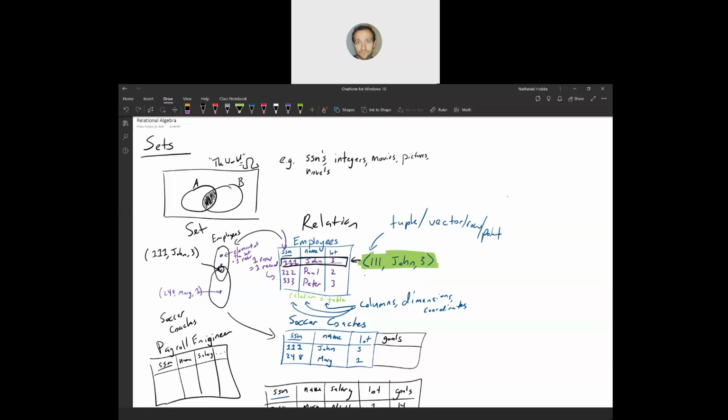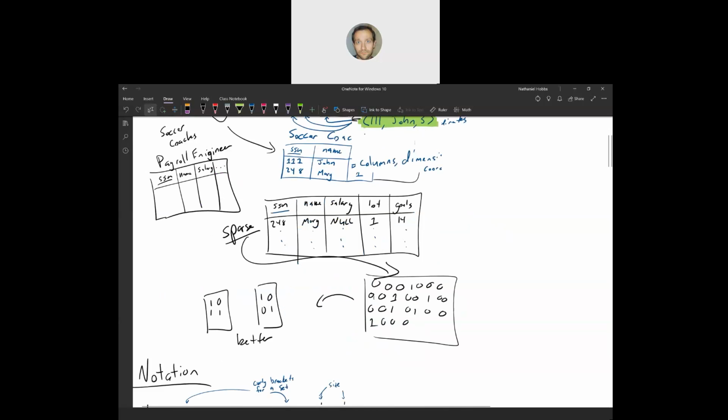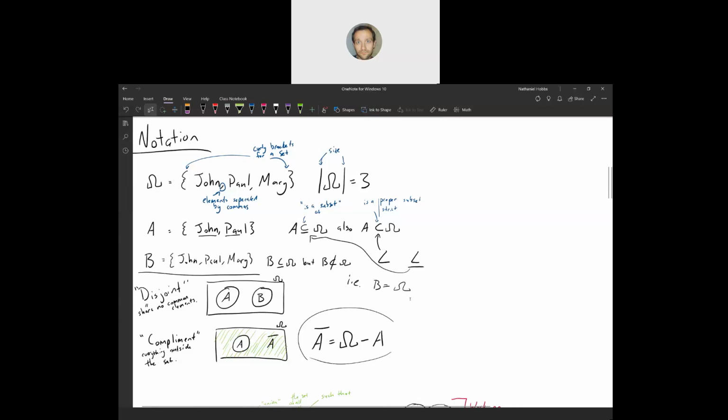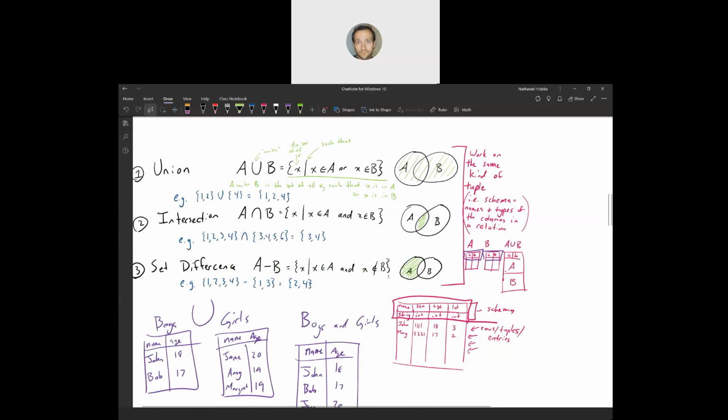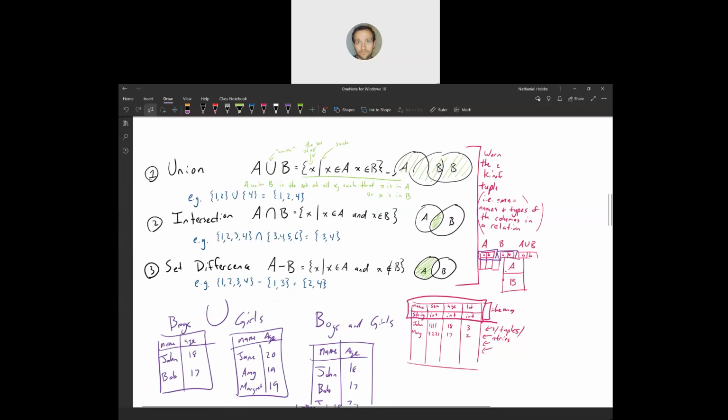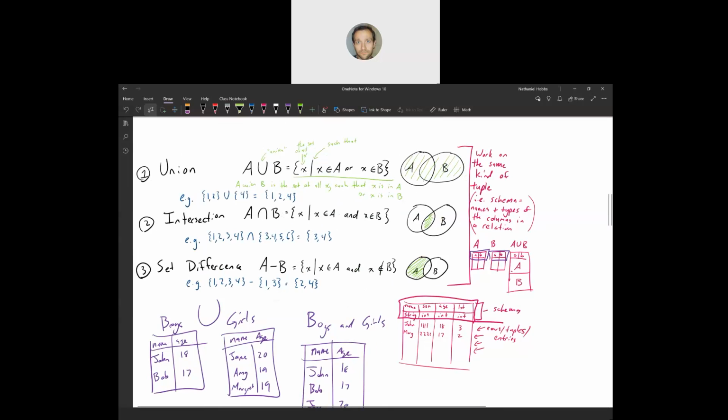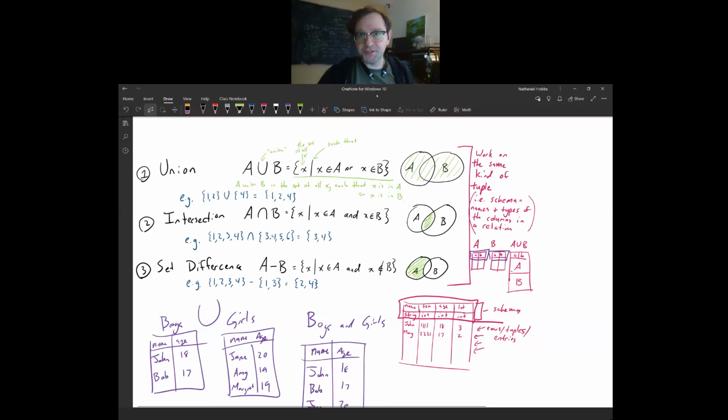And the algebra of relations, that is the operations that you can perform on them. There's only 7 basic operations. There's more operations that exist, but you can achieve anything you want with these 7 basic operations.